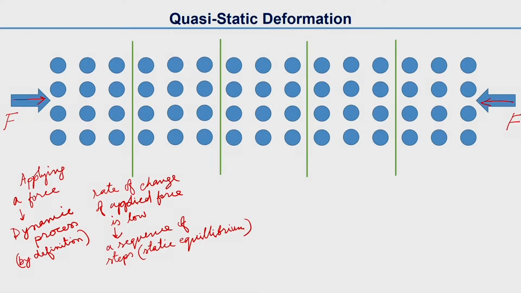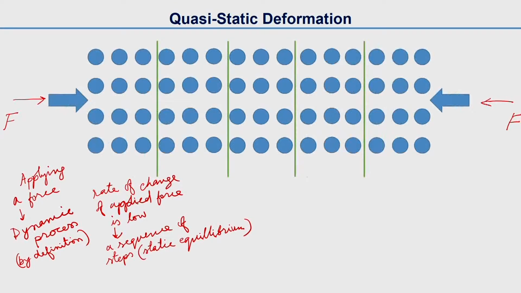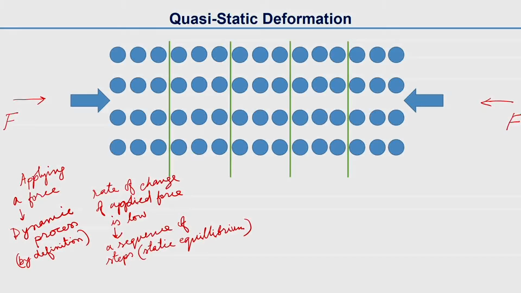So you are applying the forces from both ends, and now what is happening here is the interatomic distance is reducing, and that is reducing uniformly in the entire bar, in all the sections A, B, C and D. We can see that the interatomic distances are the same, and all the sections A, B, C, D experience identical stresses at every stage of deformation.